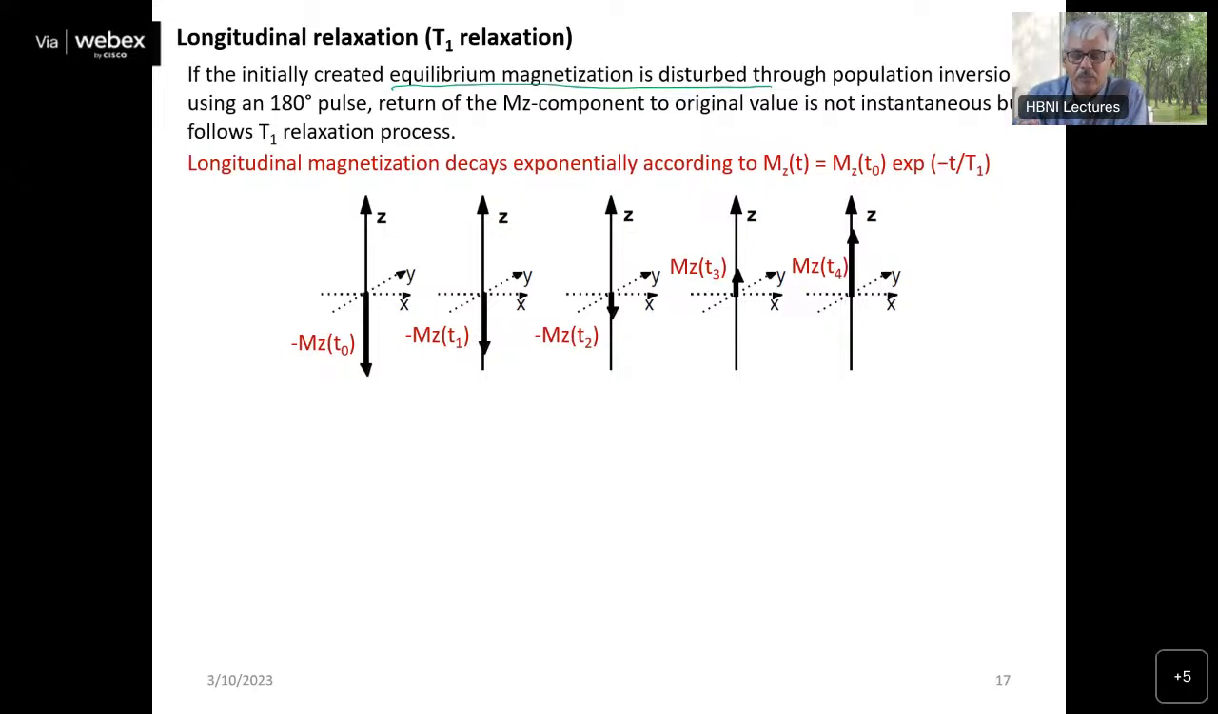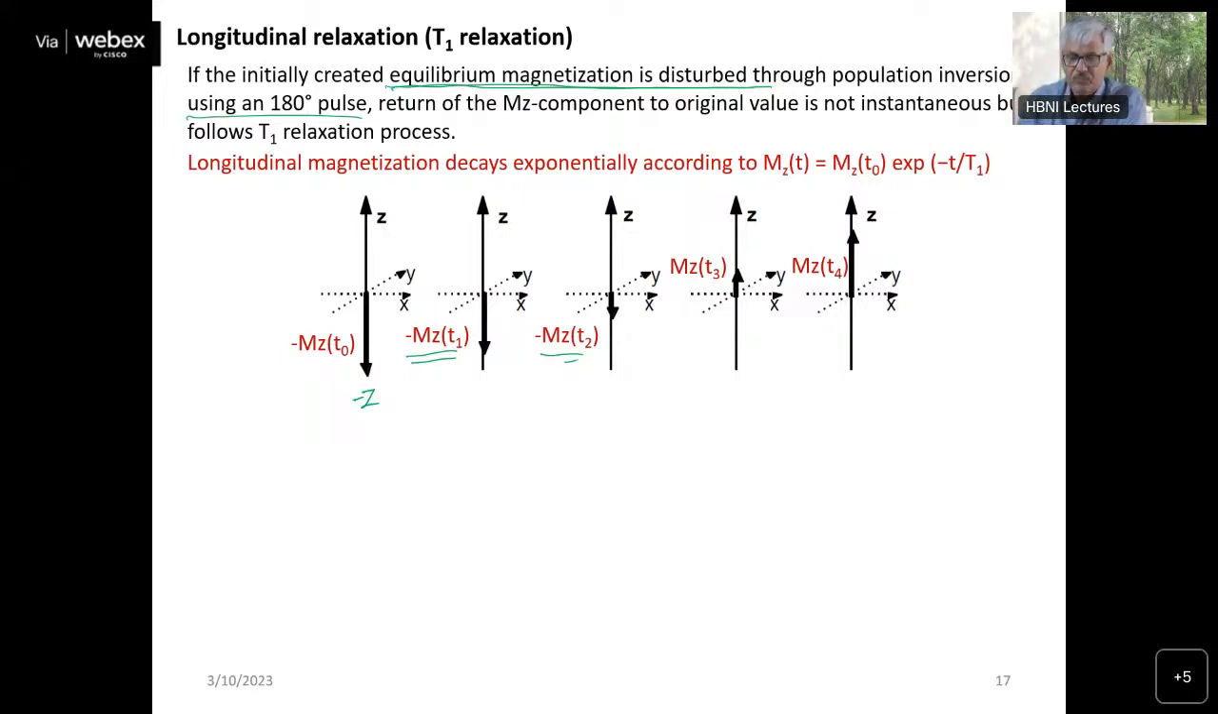There could be another possibility: initially your equilibrium population is there, you have applied the magnetic field and left it enough time so that the magnetization is equilibrated. Now you give a 180-degree pulse. What will it bring? It will bring all the magnetization to the minus z axis. So you will have a minus Mz at t0, and then you give enough time. As time increases, the magnetization is decreasing from the negative value, but it is still negative for some time. After a certain time it goes to the positive z direction, and theoretically it should take infinite time to go back to the original position.